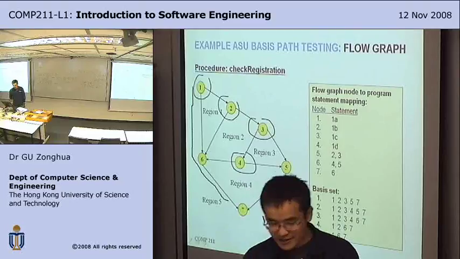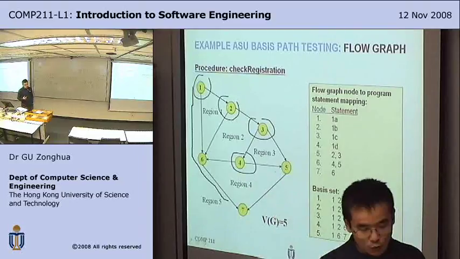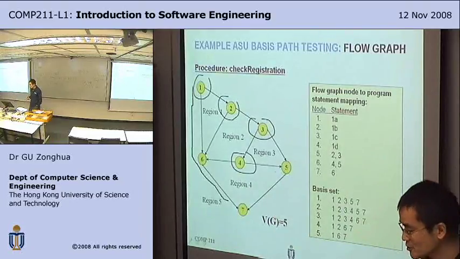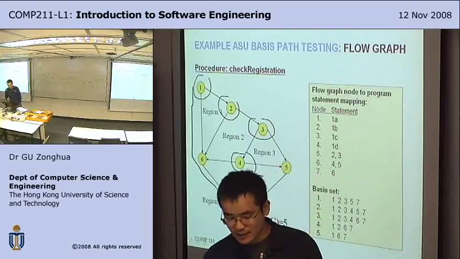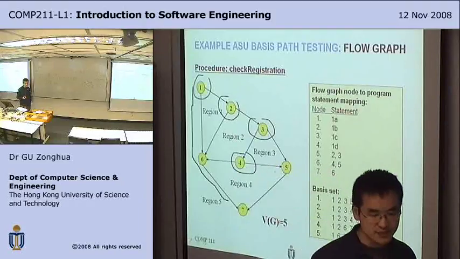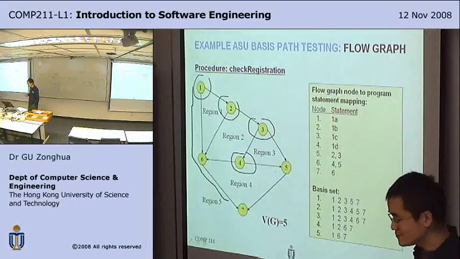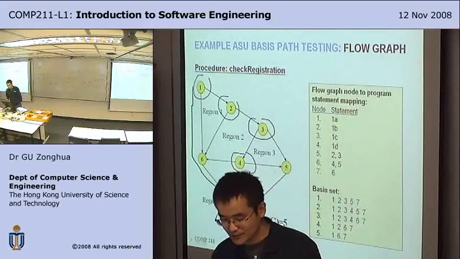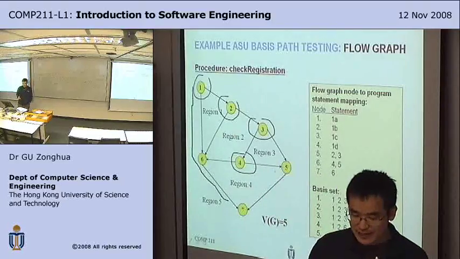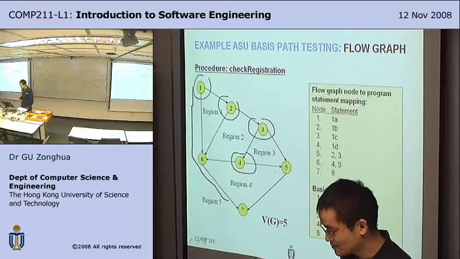As we see in this example, essentially one statement can turn into multiple nodes in the flow graph. That is when the condition testing is a compound condition. And also multiple statements can be merged into a single flow graph node. That is statements that don't have internal branching.